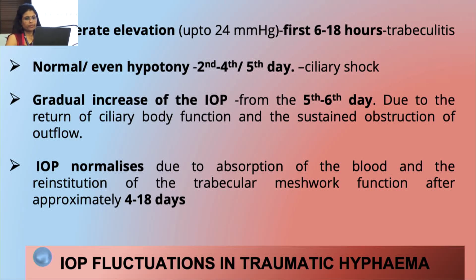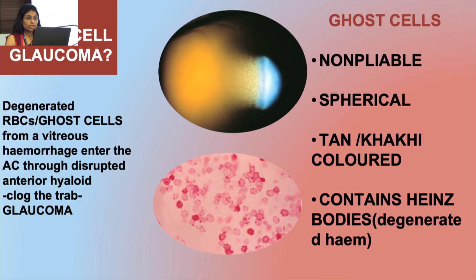So what I mean to say is, even normally this is the profile of IOP, it keeps changing, so you need to adjust your IOP medications accordingly and monitor. Now Ghosal glaucoma is a rarity. If vitreous hemorrhage is associated, you know the reason. That is hemoglobin comes into the anterior chamber from the vitreous, becomes ghost cells which are non-pliable, they contain Heinz bodies, etc. This is all theory.